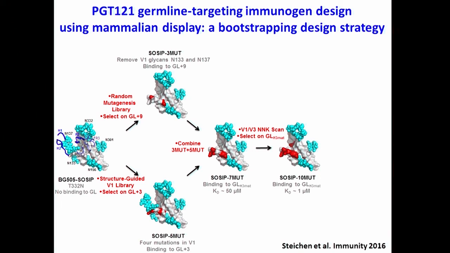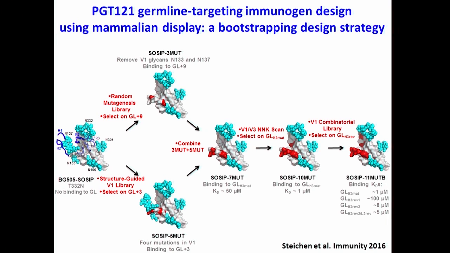And then screening another saturation mutagenesis library against the germline got it down to about 1 micromolar. But this version of the germline has the mature CDRH3, so we wanted to go ahead and revert the CDRH3 as much as we could. So we made a few different versions of the germline, and then we screened another V1 loop library, and we ended up with this molecule 11-mut-B, which has micromolar binding affinity to most of our germline-reverted antibodies.